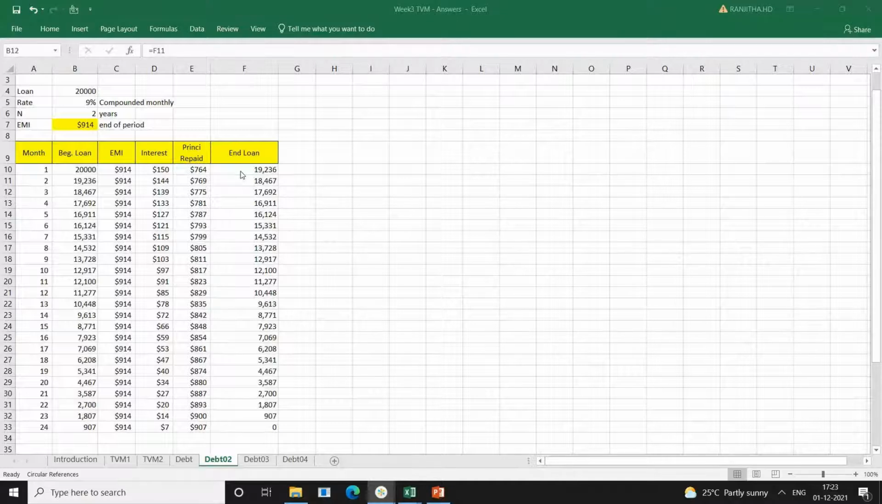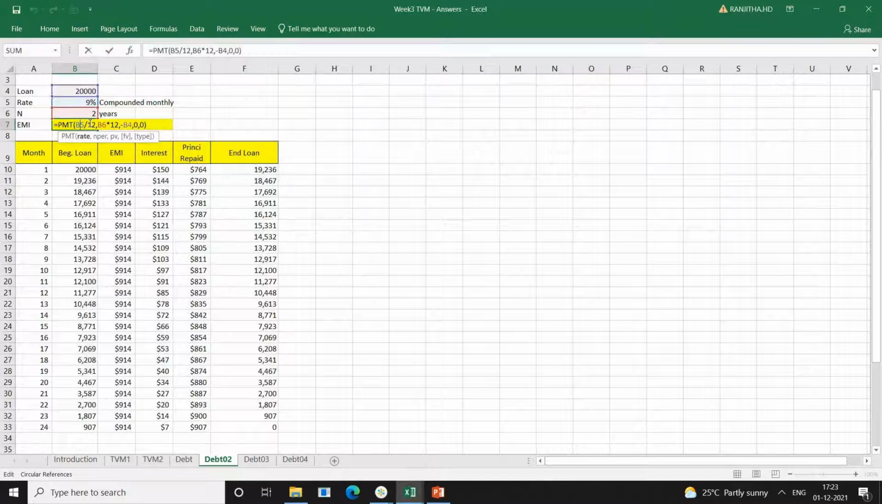How do we find out that EMI? How you can find it out by PMT, no? EMI is nothing but PMT. So they have told compounded monthly, right? So you should change it to monthly. Okay, so this is the formula.